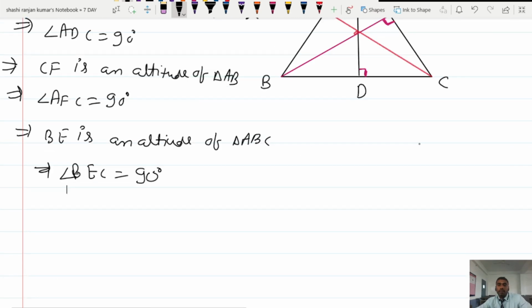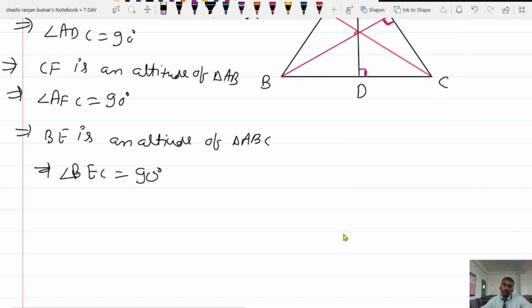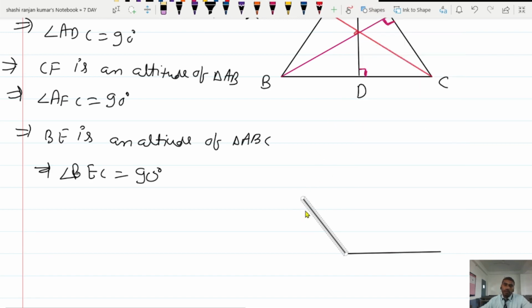If we have an obtuse angle triangle, then the altitude, which is at 90 degrees, may be outside the triangle. Let us suppose we have an obtuse angle triangle like this. And one more side we need to make, from B to C, and joining this. So this is the triangle we have taken, A, B and C, and this is the obtuse angle triangle.